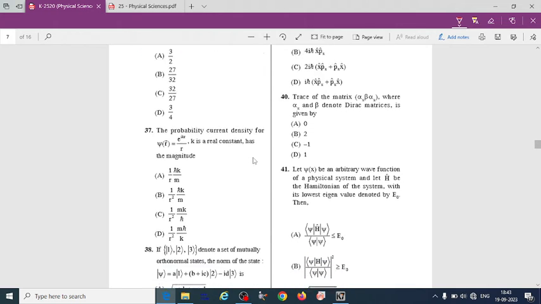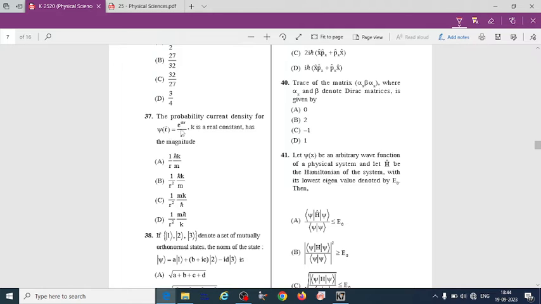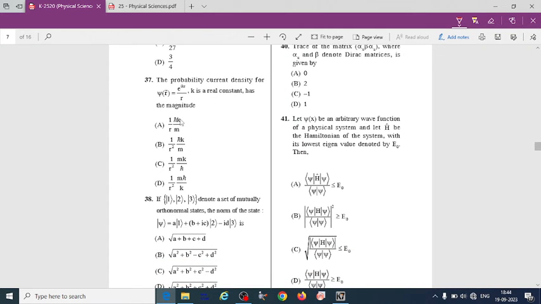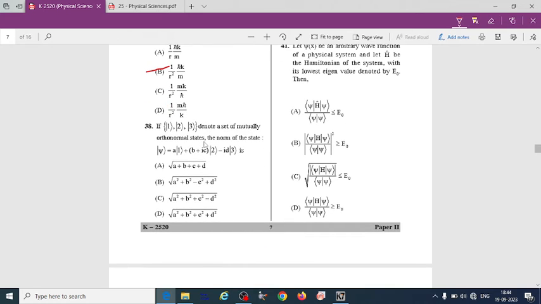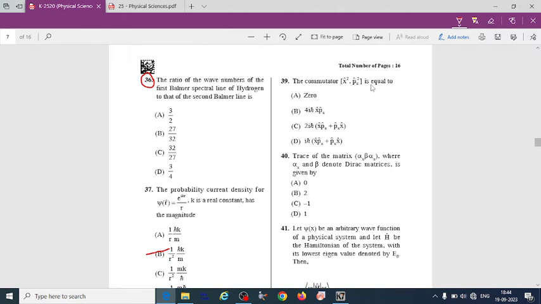The probability current density for the wave function psi of r equal to e to the power i k r divided by r, k being a real constant, has the magnitude that is option B, 1 divided by r square times h cross k divided by m. Denote a set of mutually orthonormal states; the norm of the state is option D, root of a square plus b square plus c square plus t square. The commutator of x square and p x square is equal to 2i h cross times x cap p x cap plus p x cap x cap.